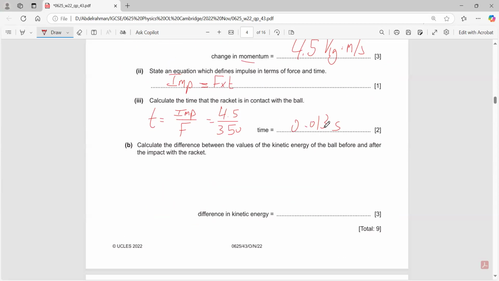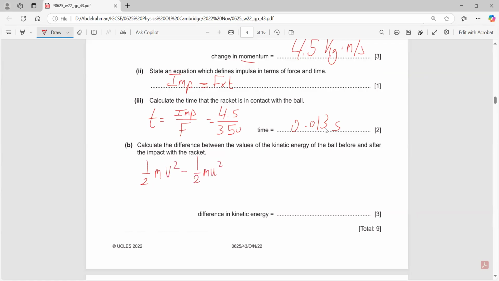Calculate the difference between the kinetic energy of the ball before and after the impact with the racket. Before and after, how can I find the difference in the kinetic energy? Half mv squared minus half mu squared. Again, the same thing: half mv squared minus half mu squared.